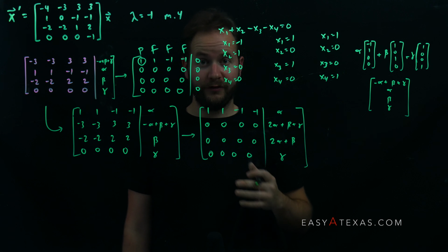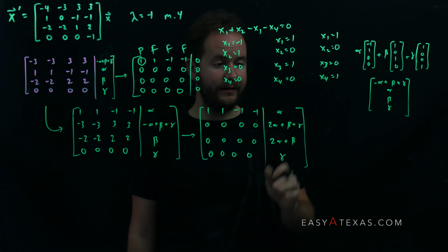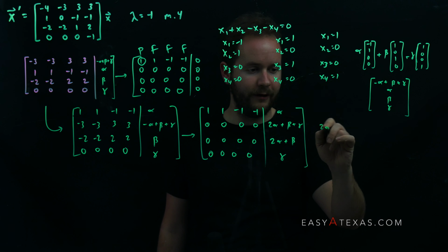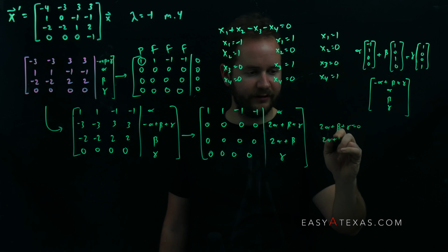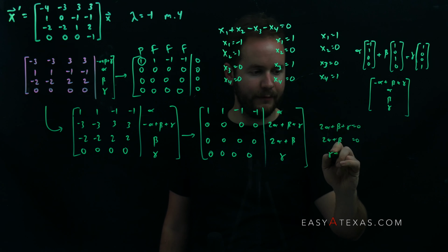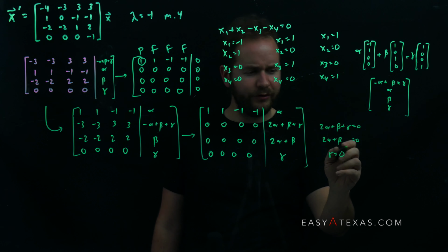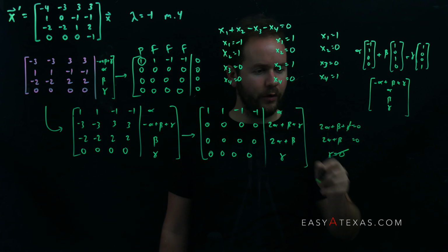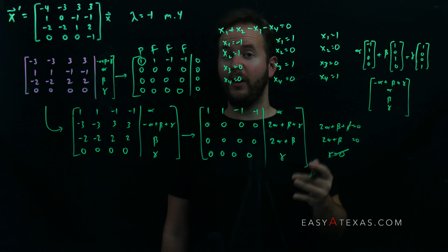Now, just like the first example we did, we've got a row of zeros equaling some expression in terms of alpha, beta, and gamma. So I'm going to write these equations out. 2 alpha plus beta plus gamma equals 0. 2 alpha plus beta equals 0. And gamma equals 0. Now, this looks like a 3 by 3, and I could write it as a 3 by 3. But you know what? Gamma equals 0 causes this to go away, causes that to go away. So I once again just have this 2 by 2 system of 2 alpha plus beta equals 0 and 2 alpha plus beta equals 0.